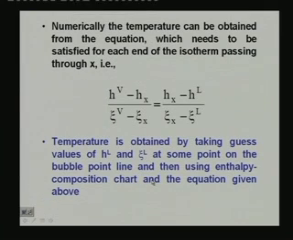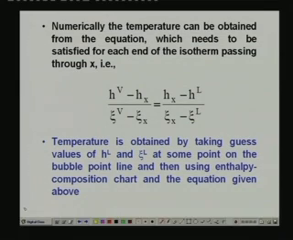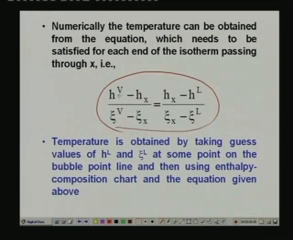and numerically the temperature can be obtained from the equation which needs to be satisfied for each end of the isotherm passing through x. Okay. That means the isotherm passing through the two phase mixer has to satisfy this equation. Okay. Where HV and HL, as you know, are saturated vapor and liquid enthalpies. Similarly zeta V and zeta L are saturated vapor and liquid compositions, and Hx and zeta x are the mixer properties, and we know these mixer properties. Okay. So these things are known to us.